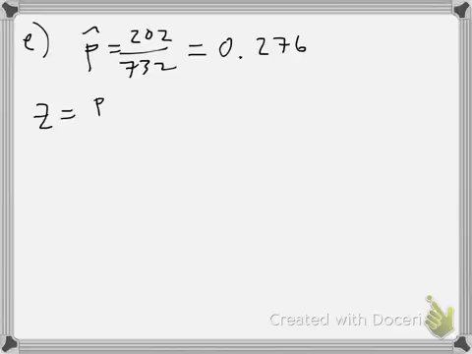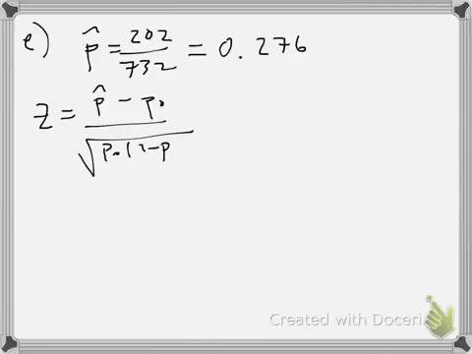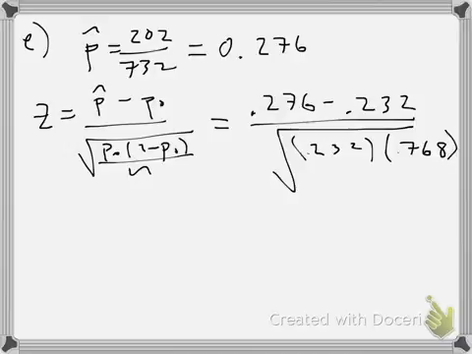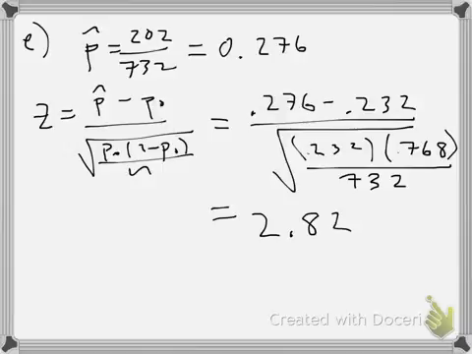All right, so this is our formula for the test statistic. And our p-hat was 0.276. Our p-naught was 0.232. That was my cats. Okay. Times 0.232 times 1 minus 0.232, which should be 0.768, if I did that in my head right, divided by 732. And let's see if you can calculate that. I'm going to pause the video and do it myself. Okay, so I got a test statistic of 2.82.